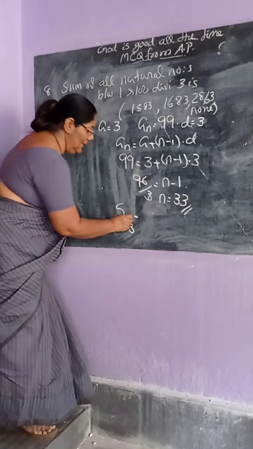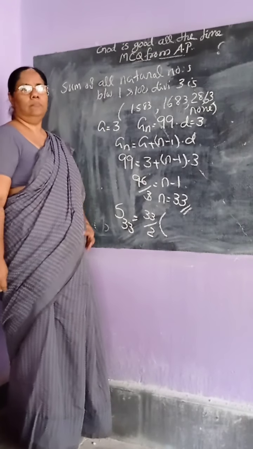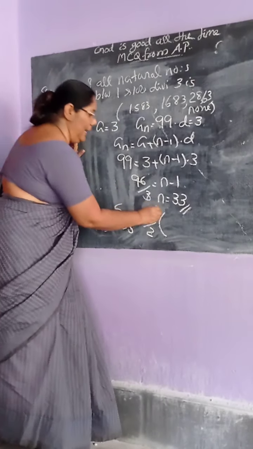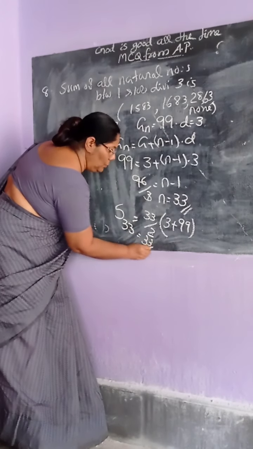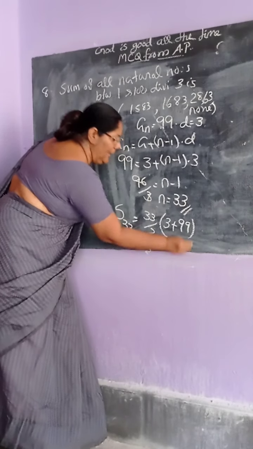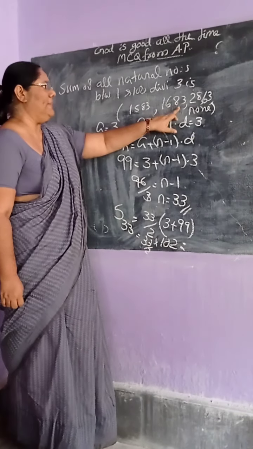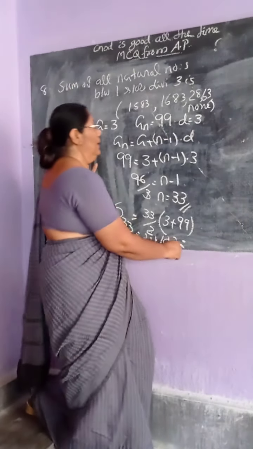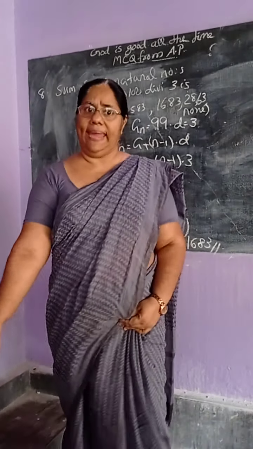What is the formula? S33 is 33 by 2 into 2a, or the first term and last term given: 3 plus 99. That is 33 by 2 into 102. Then pick out which option is the correct answer. Is it 1583, 1683 or 2863 or none of the above? Yes. Is it 1683? Check the answer. Is it 1683? Okay.